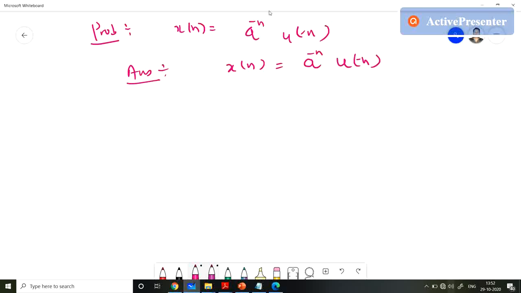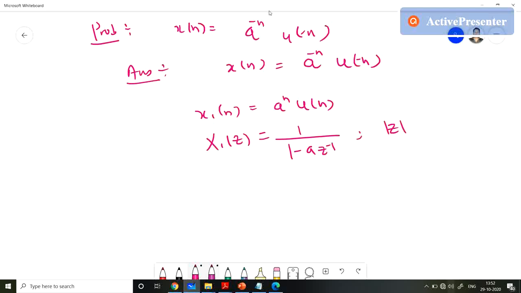So if we consider x1[n] is equal to a raised to the power n u[n], the z transform is X1(z), and it is equal to 1 divided by 1 minus a z inverse, and the ROC is modulus of z greater than modulus of a. Then if we take the time reversal, x[n] is nothing but x1[minus n].